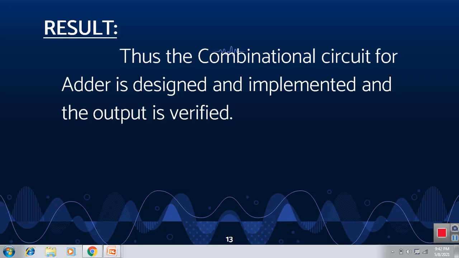And the result of our experiment is the combinational circuit for adder is designed and implemented and the output is verified.